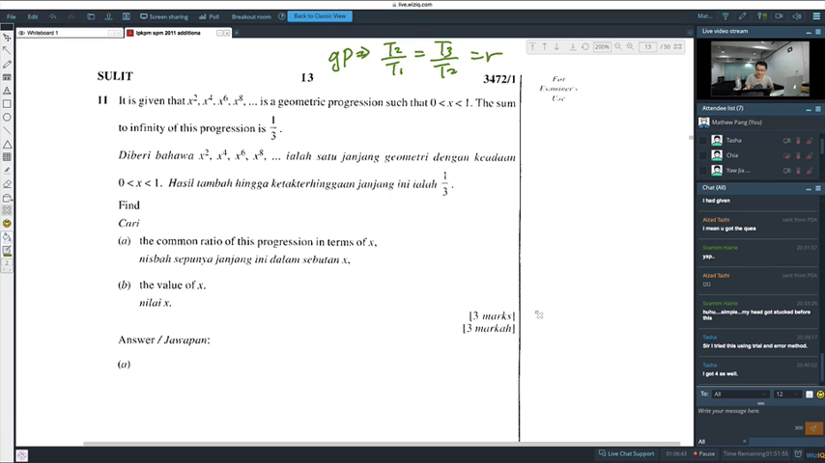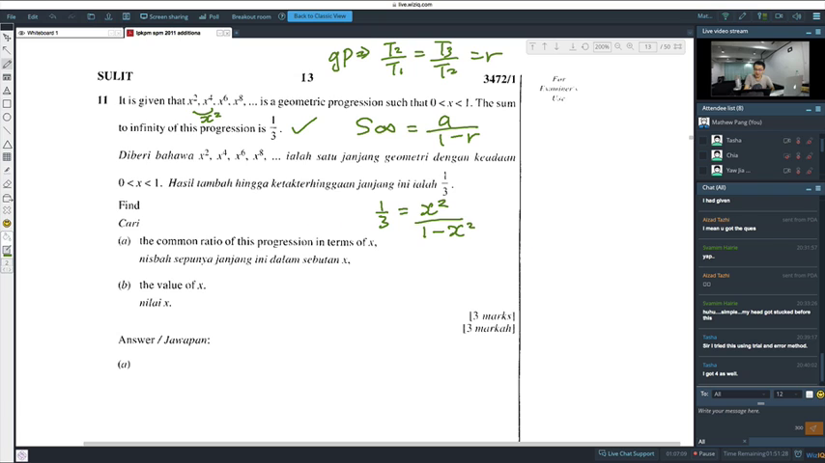So now I understand why they give me the sum of infinity. The sum of infinity formula is a over 1 minus r. In this case, I know the r is x squared, and my a is x squared also. So therefore, the sum of infinity is 1 over 3. My first term is x squared over 1 minus my r, which is x squared.